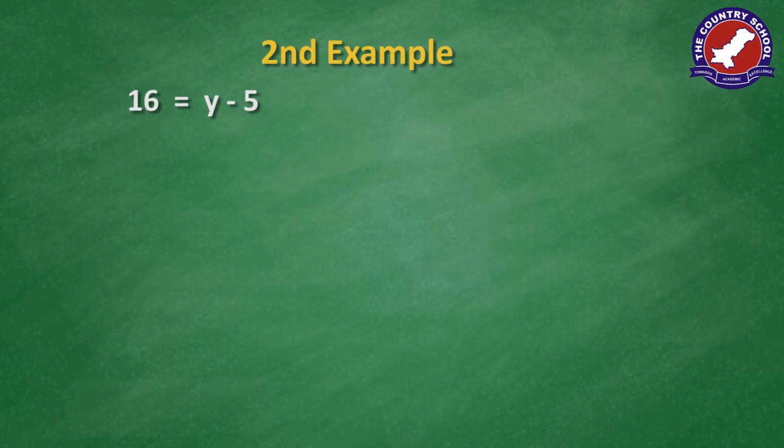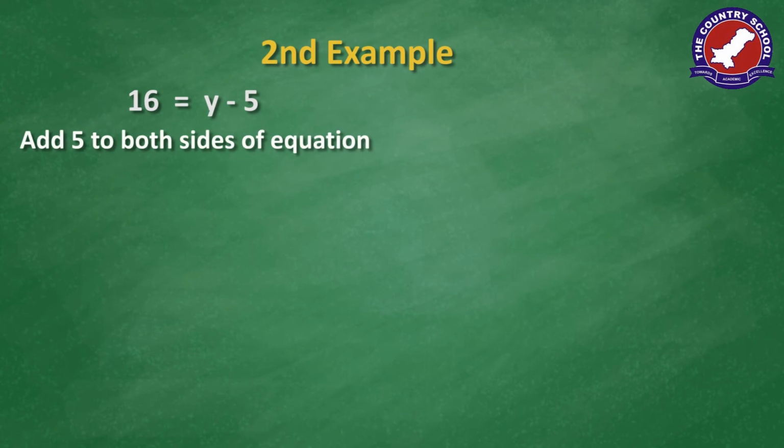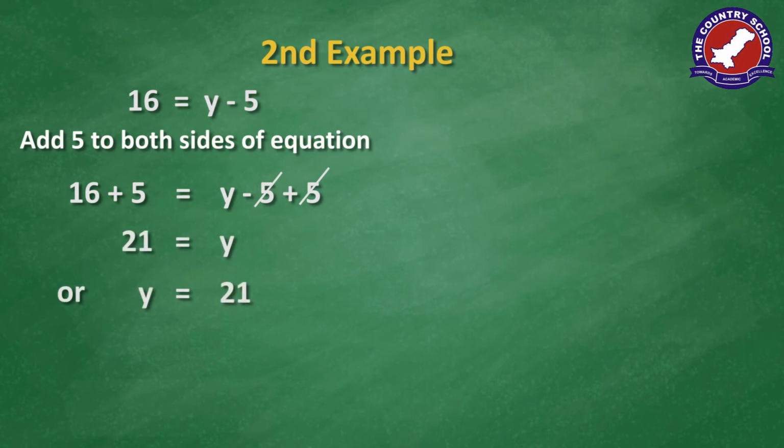Let me tell you. We will add 5 to this side of the equation so that minus 5 and plus 5 will cancel each other. But then we also need to add 5 on the other side to keep things in balance. On the left side, 16 plus 5 will be equal to 21. So our final equation will be 21 equals y, which is the same as y equals 21. Again, we solved the equation. And to check your answer, you can put the found value of y in the original equation to see if it's true or not.